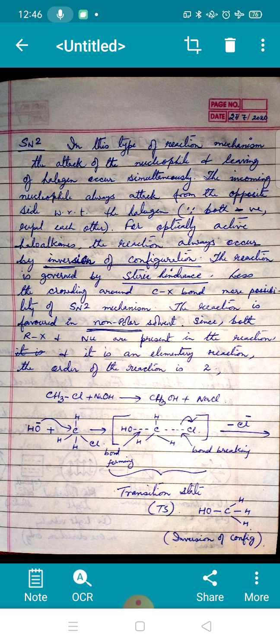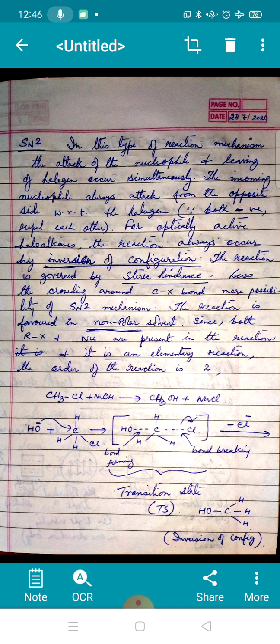By steric hindrance, what do we mean? The crowding around the carbon. The smaller the group attached to the carbon where the nucleophile is supposed to attack, the better the possibility for the attack. If the groups attached to the carbon are bulky, then the attack becomes difficult. So the less the steric hindrance, the more the possibility of the SN2 mechanism.